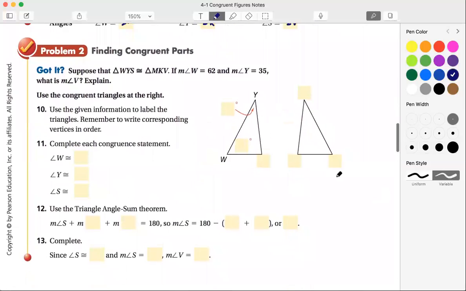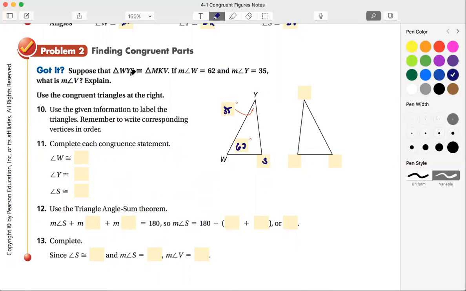Problem 2. So suppose triangle WYS is congruent to triangle MKV. If we know that the measure of angle W is 62 degrees and the measure of angle Y is 35 degrees, what must be the measure of angle V? And we're going to explain why. So number 10, use the given information to label the corresponding parts. In the description, we were told W was 62 degrees. We were told Y was 35 degrees. And in this triangle statement, this must be S.